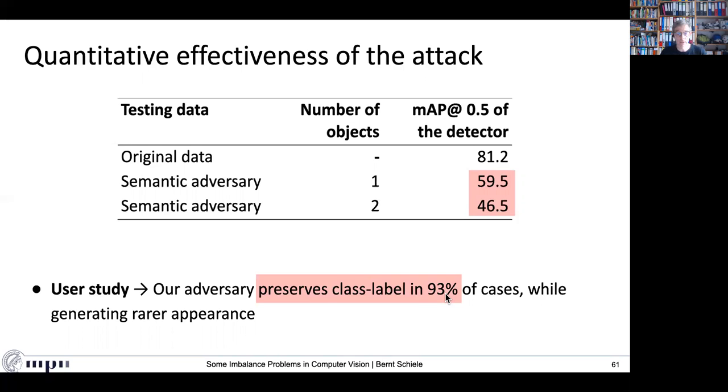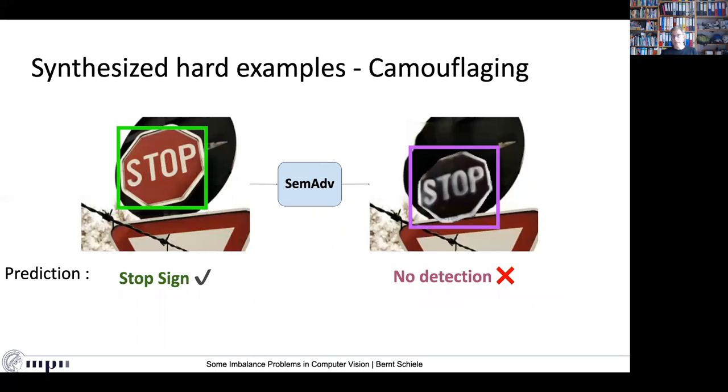So how do our semantic adversarial examples look? Here, a case that we have quite frequently is something we call camouflaging, right? Basically, the object becomes very much merged with the background in terms of colors. So that's the original stop sign. That's the one that actually comes out. And here, there's no detection anymore. Even humans would immediately say, yes, there's a stop sign. You might argue it's not a very realistic one, but still it's a stop sign.